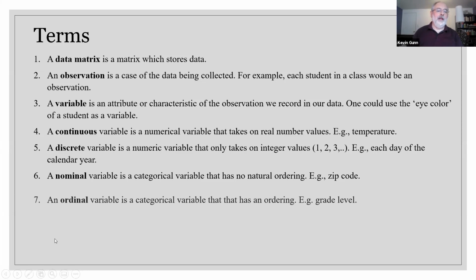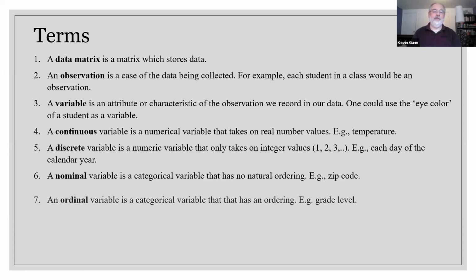If you look at a discrete variable, it's a numeric value that only takes on integer values. For example, what day is it in the calendar year? Oh, it's day number 46, that sort of thing. It's not day 46.5. It's very discrete. You have a nominal variable, which is a categorical variable that has no natural order.